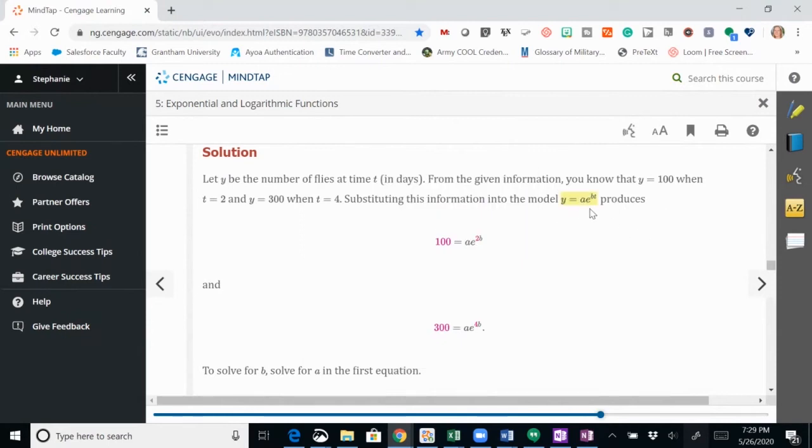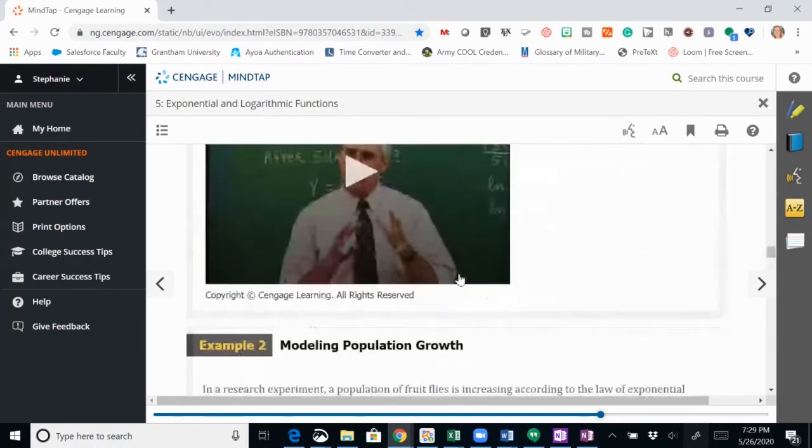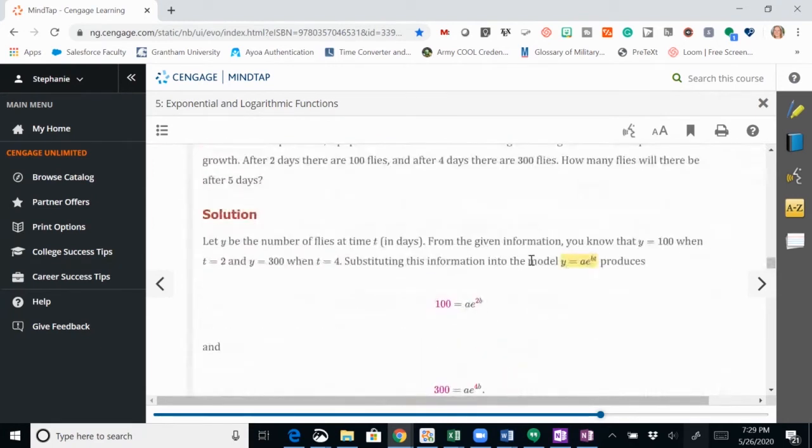y equals a e to the bt. So I used k instead of b. The variable there doesn't matter, but that is generally what we use for population, is that we're going to assume that the value under the exponent is e, which is the natural exponent, or Euler's number, 2.71. So they have this example here with the number of flies, and then they're showing that there's this model, but they're only using it based off of this example.